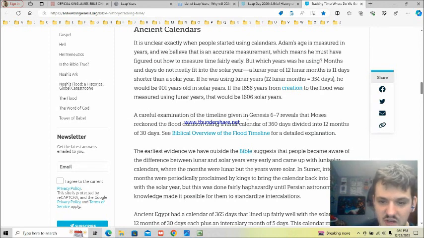The continuation of the timeline in Genesis chapters 6 to 7 reveals Moses' reckoning of the flood at a lunar time of 360 days, divided into 12 months of 30 days each, a biblical view of the timeline.